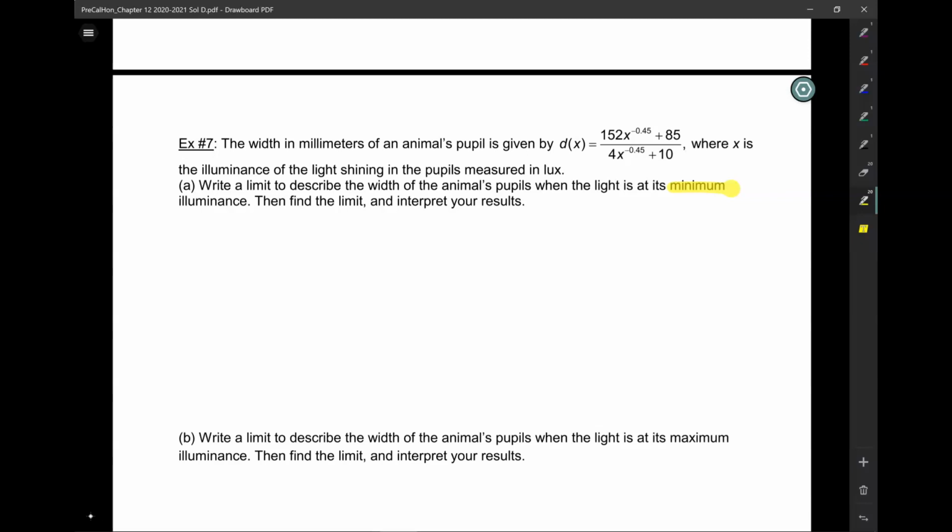We want the light to be at its minimum illuminance. X is the illuminance of light, so it's how much light is in there. What's the minimum amount of light that could be in there? 0. So what I want for this one is the limit as x approaches 0 of d of x. Notice also, you can never write limit as x approaches 0 equals something. It always has to be the limit of a quantity. So this is the limit as x approaches 0 of 152x to the negative 0.45 plus 85.